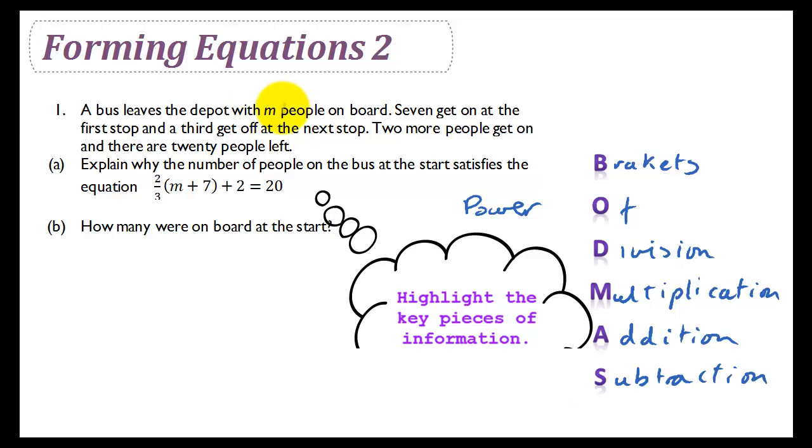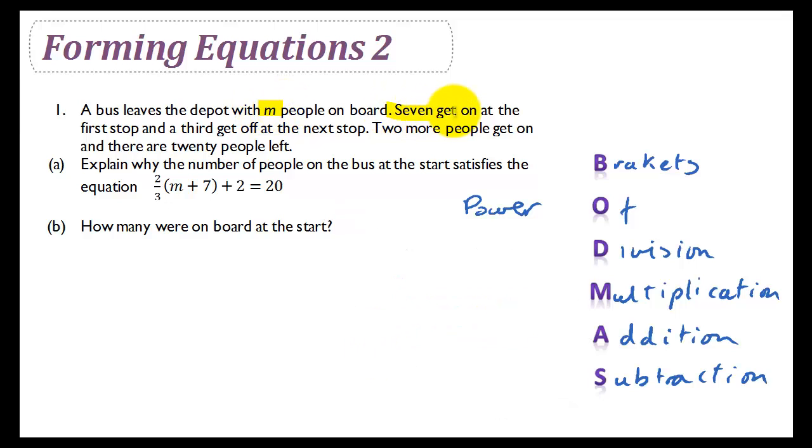Anyway, let's go through and highlight the key pieces of information. We have m people on board when it leaves. 7 get on at the first stop. A third get off at the next stop. 2 more get on, and then there are 20 people left.